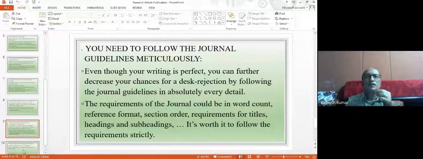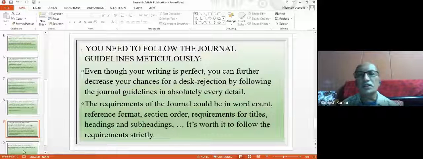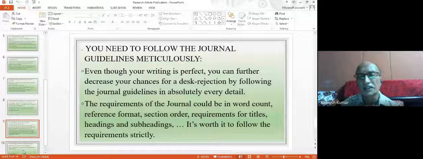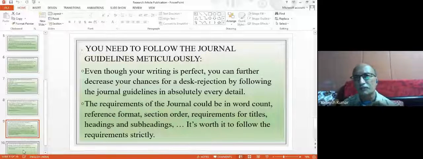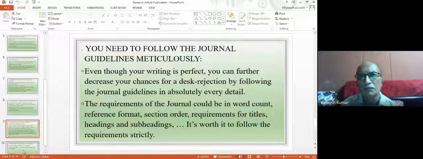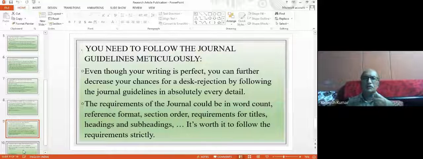Then you need to follow the journal guidelines meticulously. Whatever the journal guidelines are, you have to find them and look at them. Okay, most of the high impact journals have their own guidelines. So go through the guidelines first, once you have an idea of writing a paper for that particular journal. Most of the times, if you do not go through those guidelines, right in the first level of scrutiny itself, the paper will be rejected.